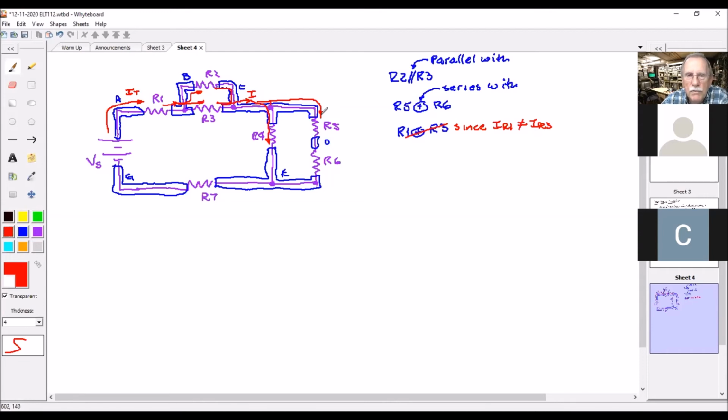Now, what happens over here? Current goes into R5, comes out of R5, goes into R6, comes out of R6, and goes that way. So what can you say about the current in R5 and the current in R6? They're in series, right? Yeah, series. And we can say that because IR5 is equal to IR6.